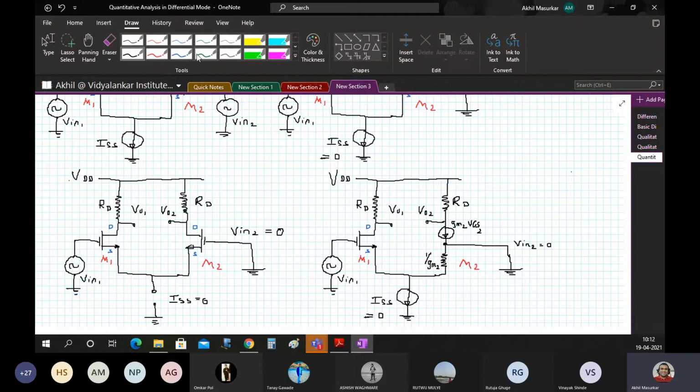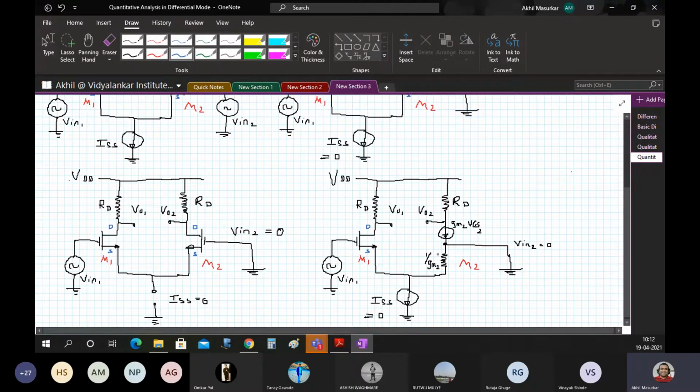Now just for the sake of it, I am again identifying: this is still my source, this side is still the drain, and this side is still the gate, and the current flowing in this direction I is equal to 0, and this is what we generally call node X. And also ISS is equal to 0, which means here we will show it as an open circuit.